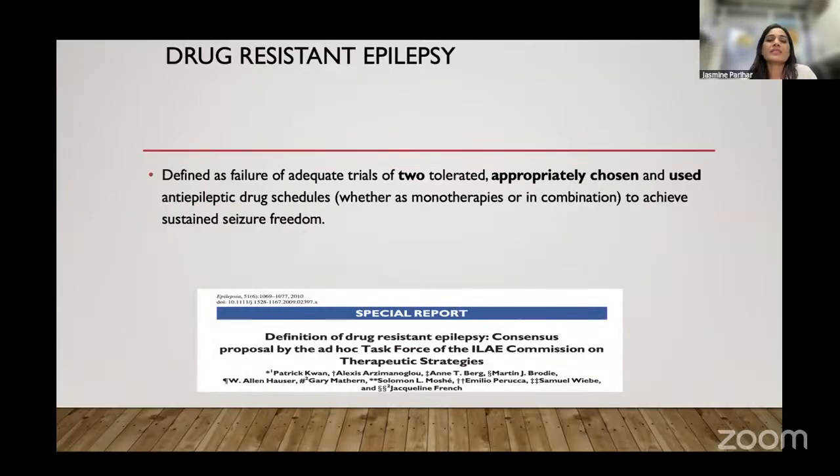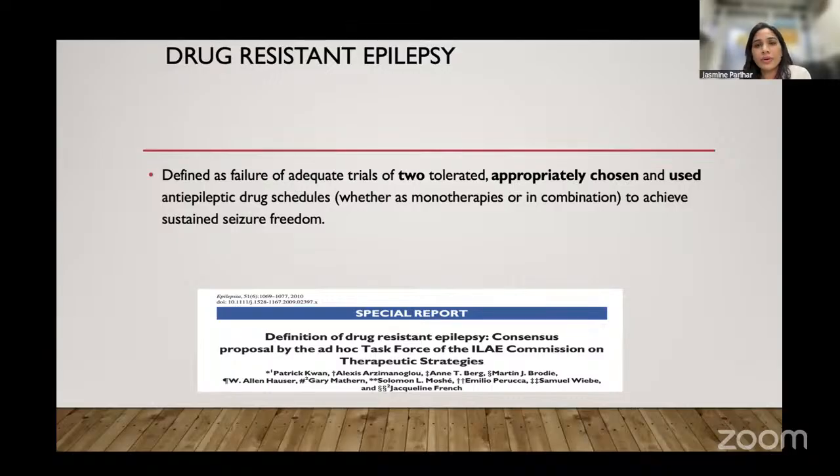So what is drug resistant epilepsy that we have talked about? If we have a patient who has failed an adequate trial of two tolerated, appropriately chosen and used anti-seizure medicines, either as monotherapy or in combination, to attain sustained seizure freedom. That means that if I've taken levetiracetam, I did not get seizure free. I continued to have seizures.